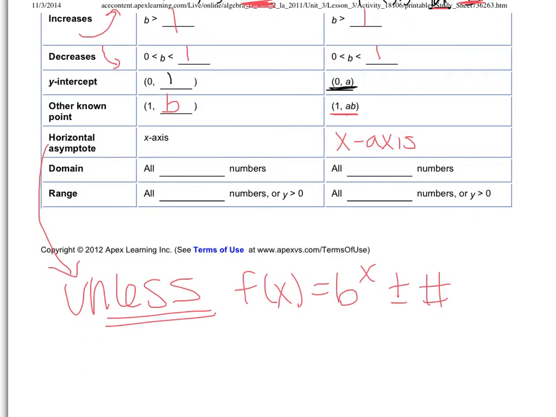So our domain, no matter what, will be all real numbers. And our range, for the most part, is going to be all positive numbers greater than 0. So all positive numbers, and that's true for both of these. And again, the only exception to that is if it's got this plus or minus on there, and that's going to change our horizontal asymptote and our range.